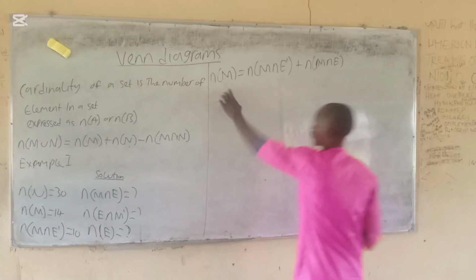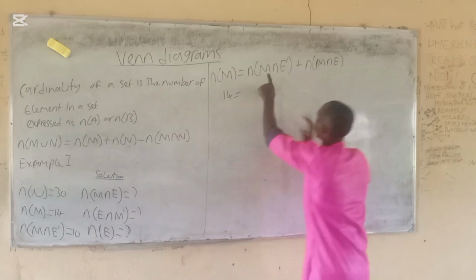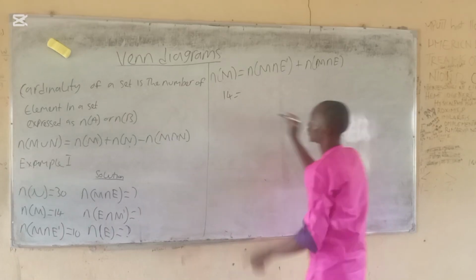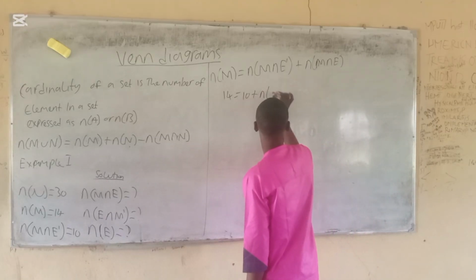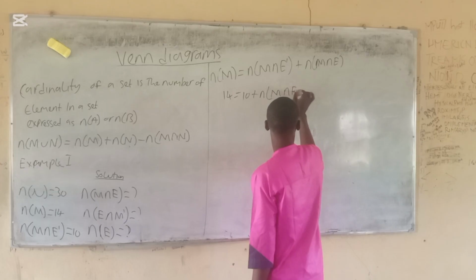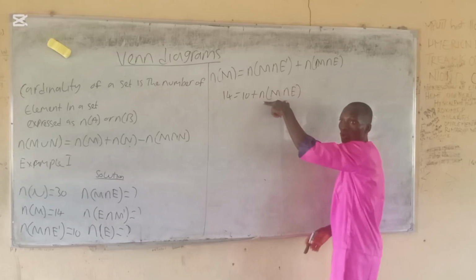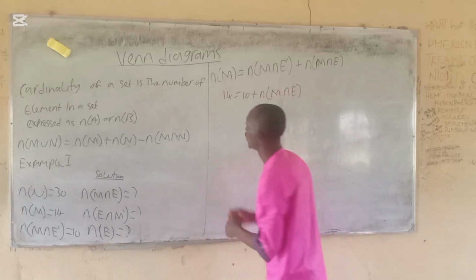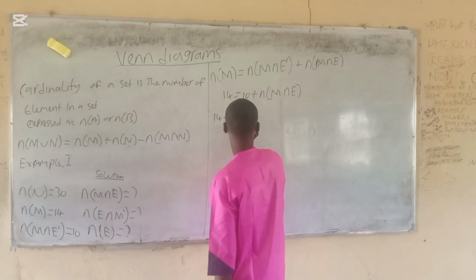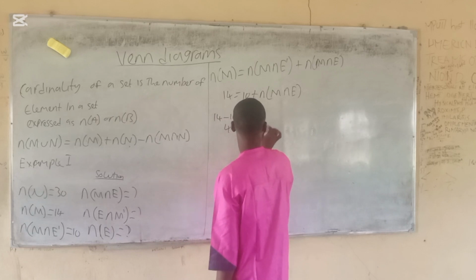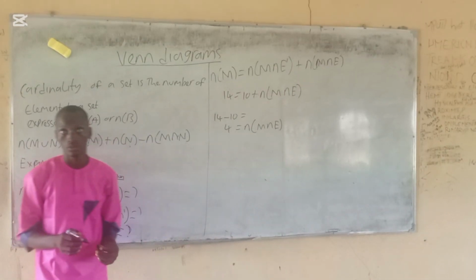Now, from here, the number of n is what? 14. Then mathematics but not economics is what? 10. Do you have this one? Okay. Now, we are going to make this one the subject of the formula. Carry the 10 over to this side. We now have 14 minus 10, equals 4, which is n intersect E. Are you following?